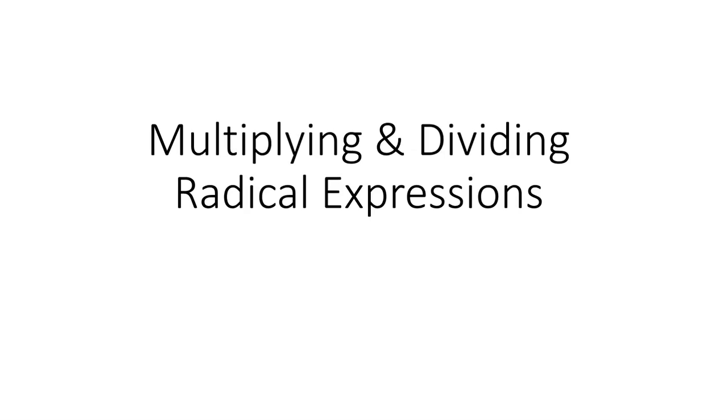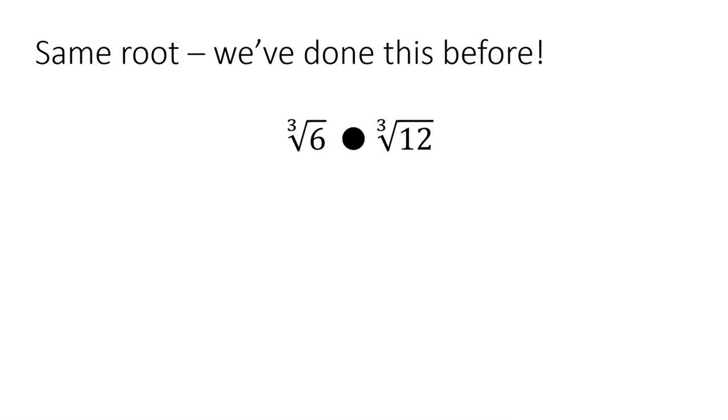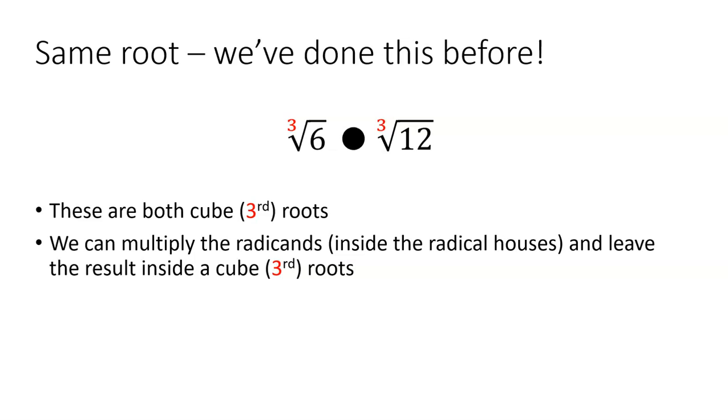Let's look at multiplying and dividing radical expressions. We've done this before when we've got the same root. Both of these are cube roots, the cube root of 6 times the cube root of 12. Well, when that happens, because they're both the same roots, in this case third roots or cube roots, we can multiply the radicands, what's inside the radical houses, and leave the result inside a cube root. They're both in cube roots, so their answer will be in a cube root.